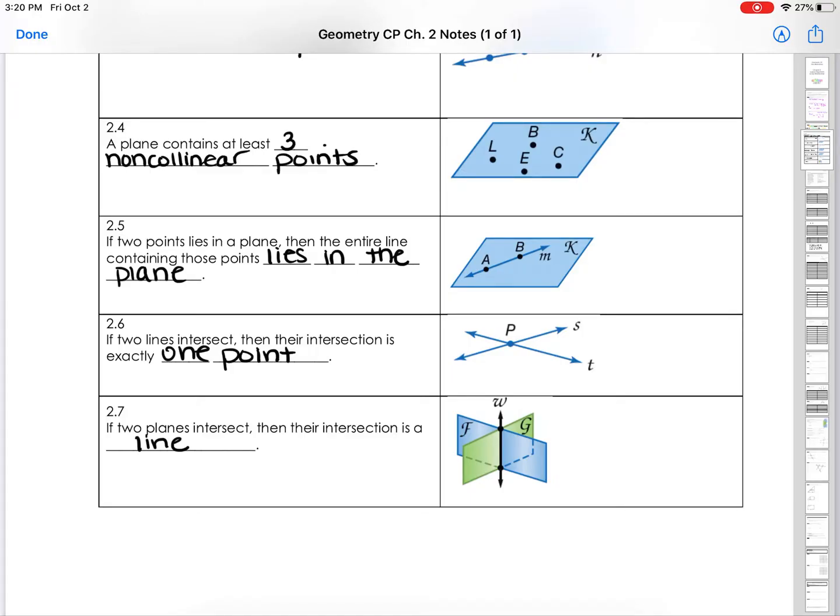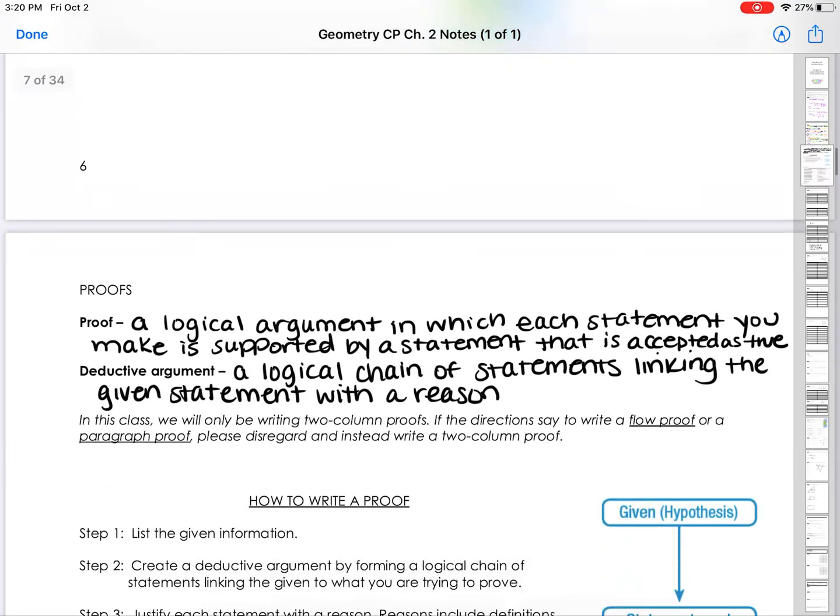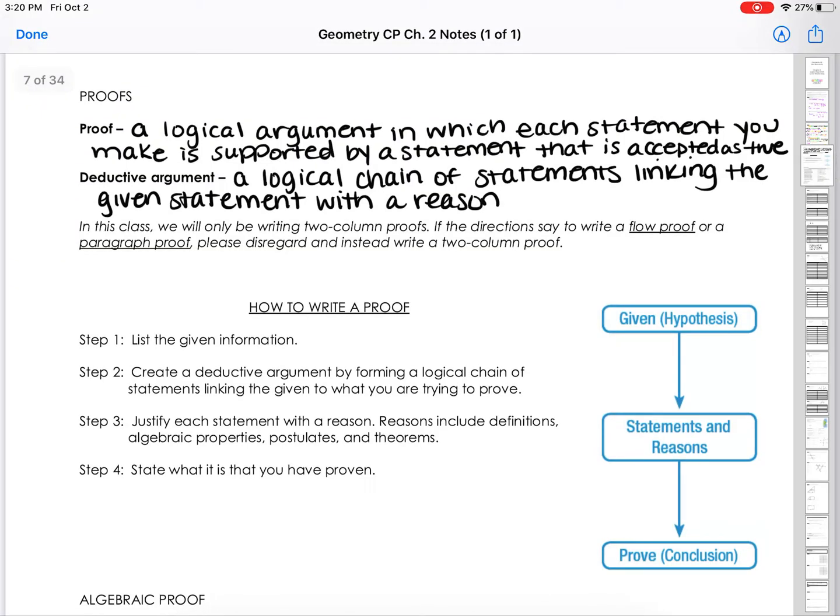If 2 lines intersect, then their intersection is exactly 1 point. If 2 planes intersect, then their intersection is a line. Okay, so these are all things we just assume are true. We're going to talk a lot about proofs for the rest of this chapter.